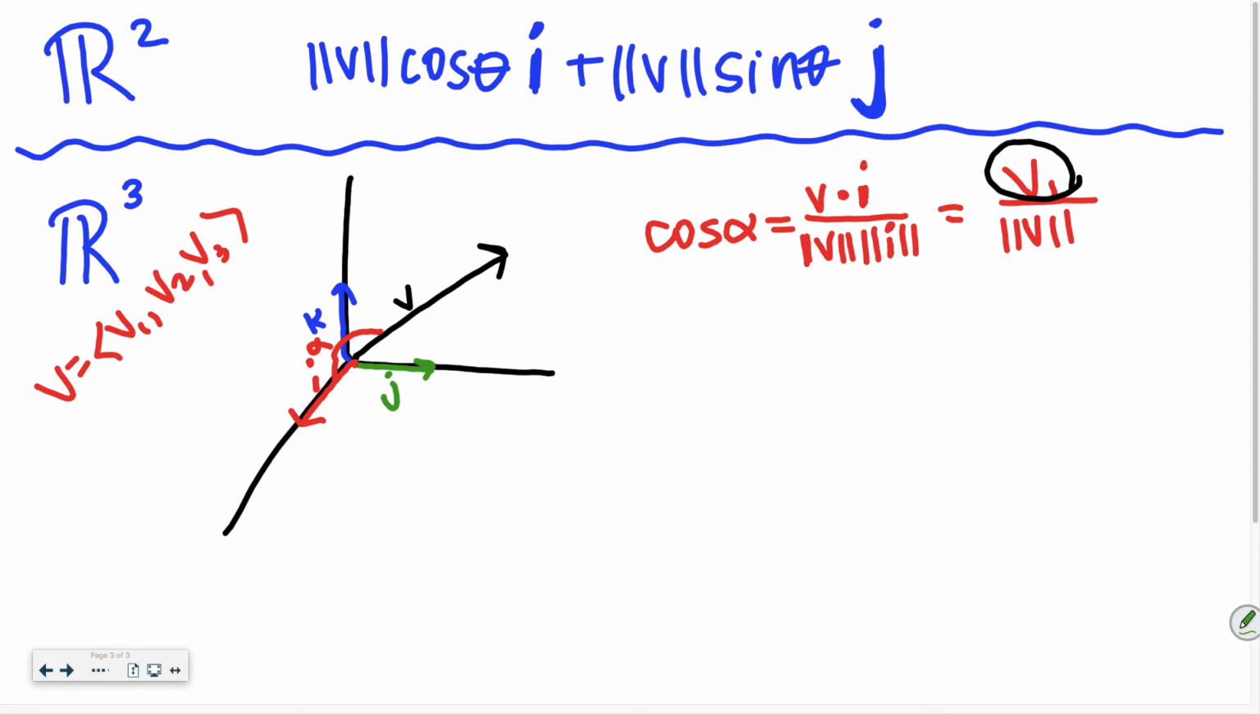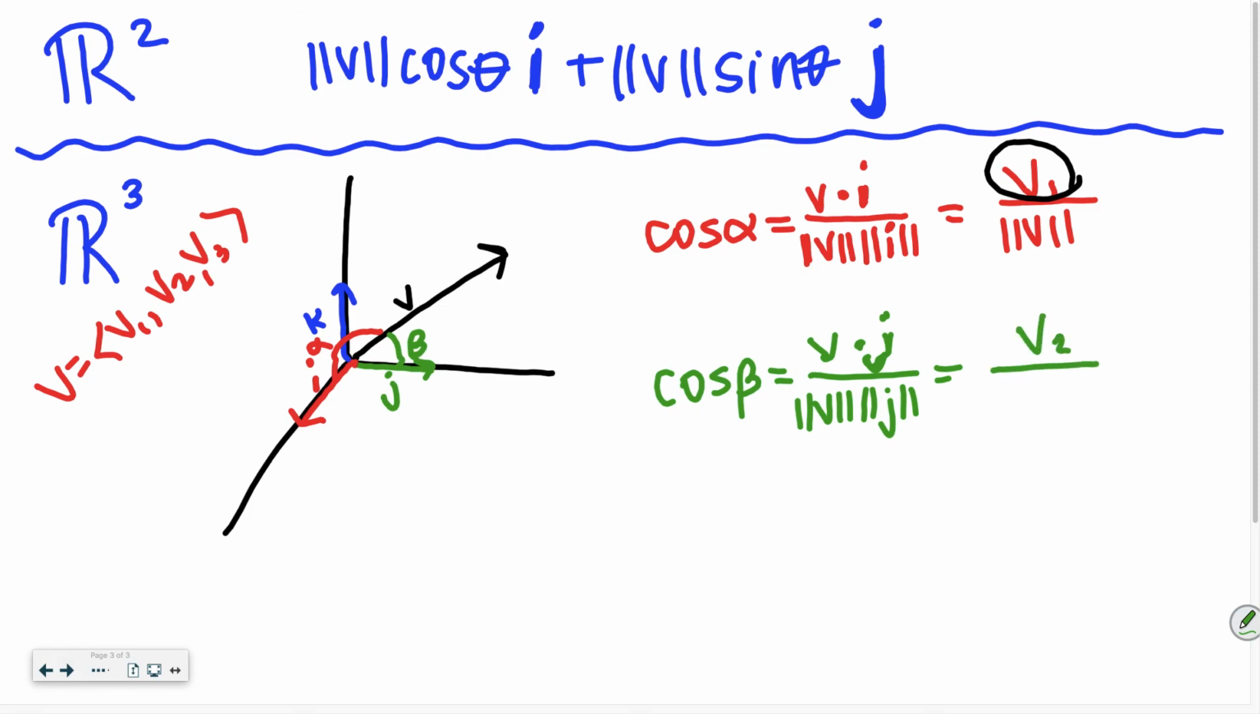Now let's talk about J. In between J and V is angle beta. So the cosine of beta is going to equal the dot product of V and J over the magnitude of each. When we take the dot product of V with 0, 1, 0, what are we going to get? The V2 component. If we take the dot product between this and 0, 1, 0, these are going to multiply together. The rest are going to be 0. And the magnitude of J we know is going to be 1.